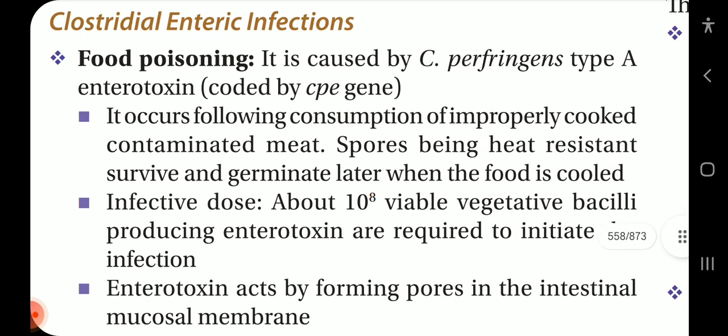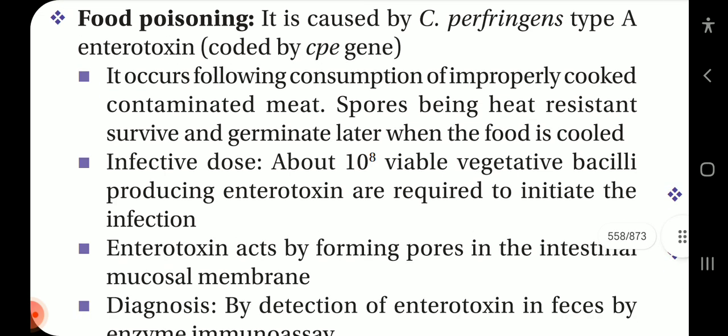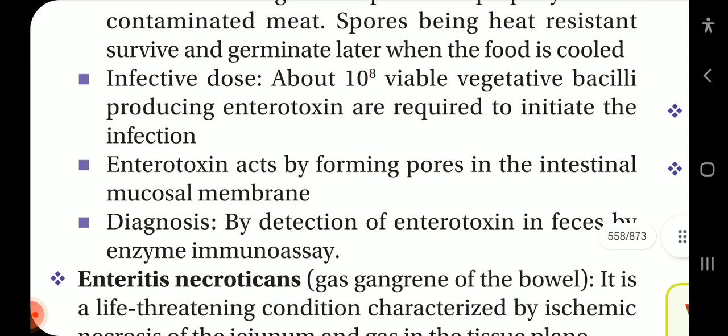Clostridial enteric infection: food poisoning. It is caused by Clostridium perfringens type A enterotoxin coded by the CPE gene. It occurs following consumption of improperly cooked contaminated meat. Spores bearing heat resistance survive and germinate later when food is cooled. Infective dose: about 10 to the power 8 viable vegetative bacilli producing enterotoxin are required to initiate the infection.